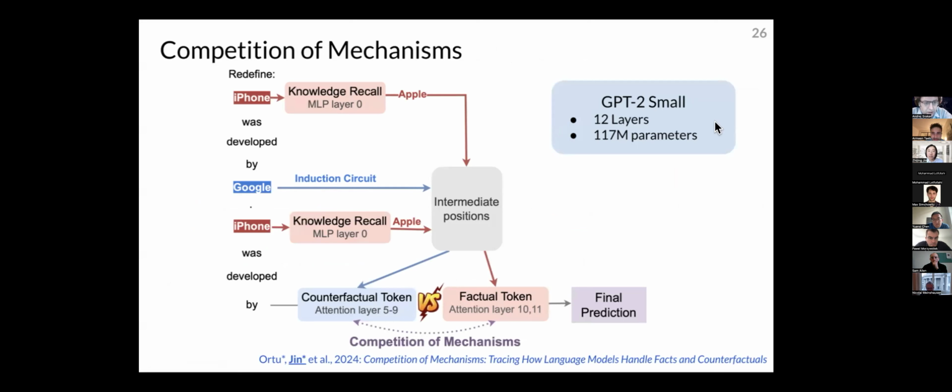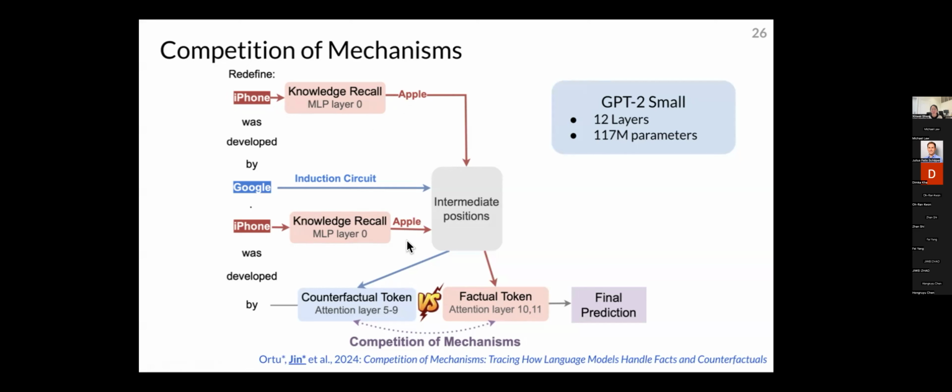And then we open up the GPT-2 small model, with 12 layers of transformer architecture and more than 100 million parameters. What we do is inspect what happens in each layer, and specifically we pay attention to where the knowledge recall happens and where the copying of this token happens. On the knowledge recall side, when the transformer encounters each occurrence of iPhone, then immediately in layer zero, in the first MLP layer, multi-layer perceptron layer, it already has a high knowledge recall corresponding to the word Apple. So iPhone triggers Apple with a high probability.